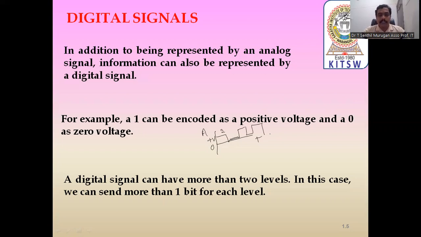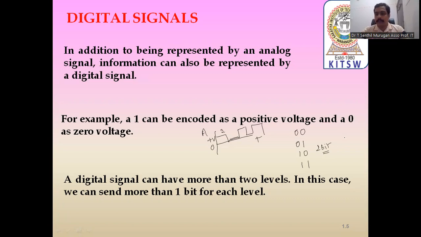A digital signal can have more than 2 levels. In this case, we can send more than 1 bit for each level. Here, the levels mean combinations of zeros and ones. For example, with 2 bits the levels are 0 0, 0 1, 1 0, and 1 1. So it is for 2 bits. Like this we can represent.